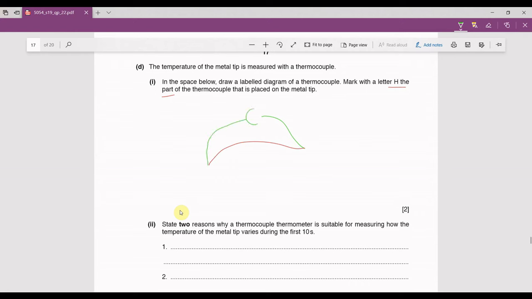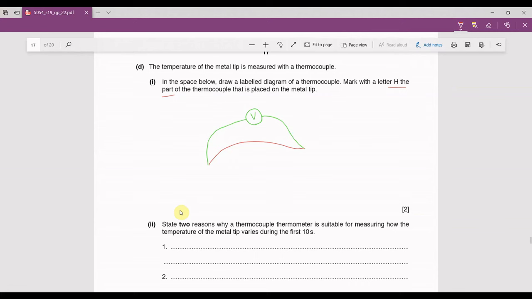So I have two wires and I have two junctions. This is my thermocouple thermometer. The diagram is complete. I have two different wires, wire 1 and wire 2, and across one of the wires I have a voltmeter connected. So we have two junctions. This is junction 1 and this is junction 2. And they're saying draw a labeled diagram, mark with letter H the part of the thermocouple that is placed on the metal tip.